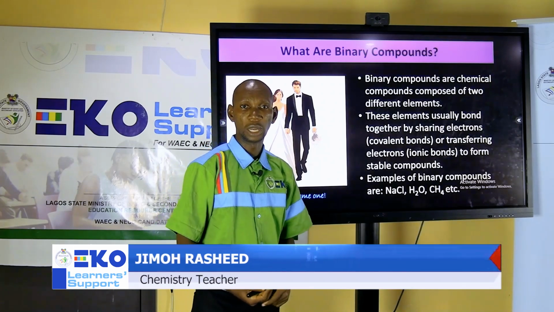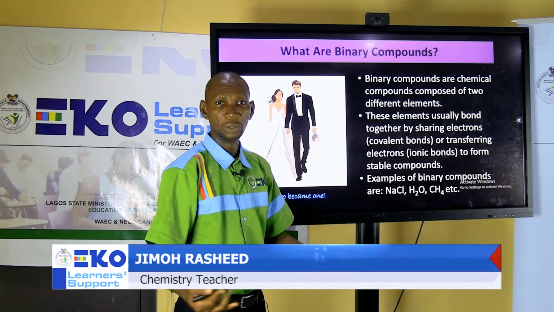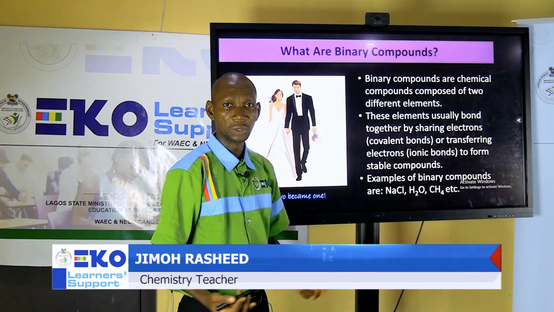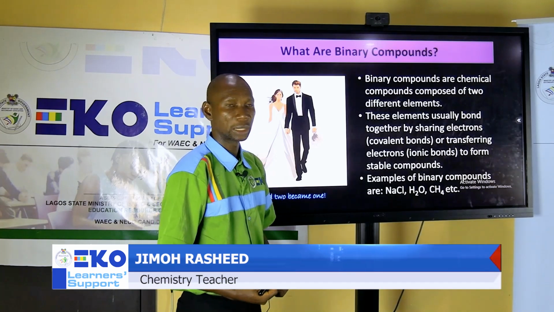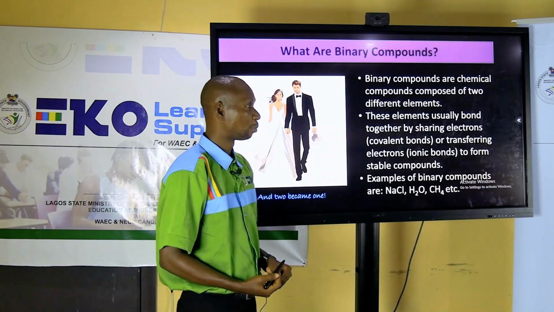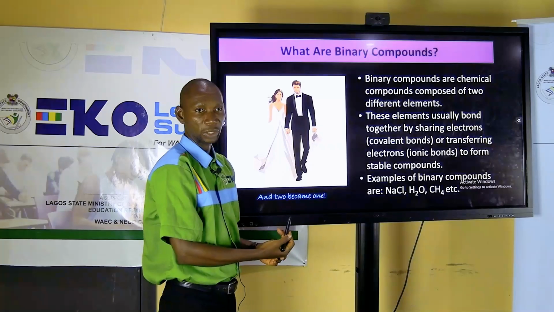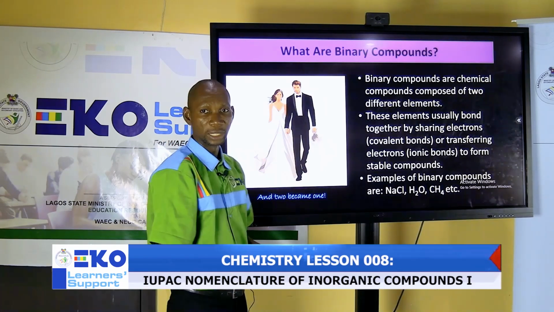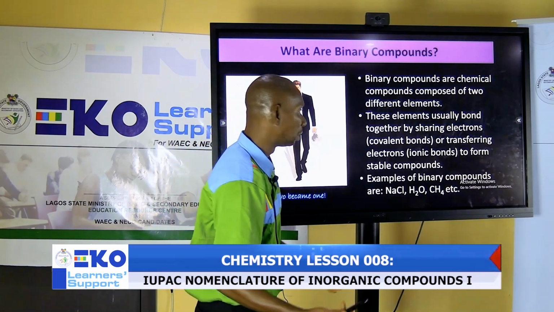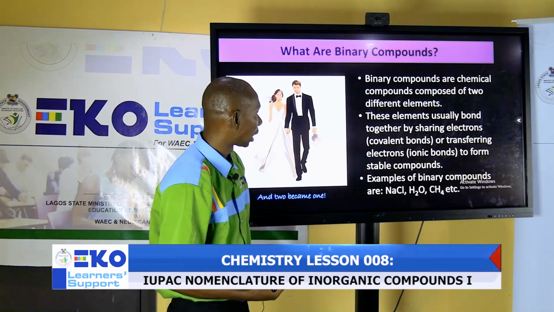Now, let's start with the binary compound. In your elementary mathematics, you learn about binary numbers. Did you say binary means 2? You are right. Yes, binary means 2. And so binary compounds are compounds that are consisting of 2 different elements. If you see the picture there, that is a picture of a newly wedded couple, and you can see the 2 of them becoming 1. That's a binary family, consisting of the husband and the wife. So when you have 2 different elements making up a compound, that is a binary compound.